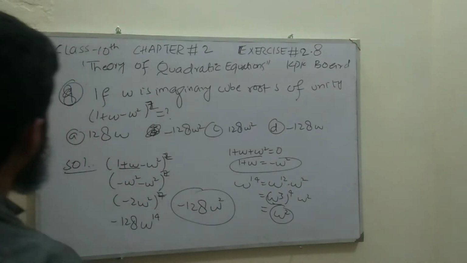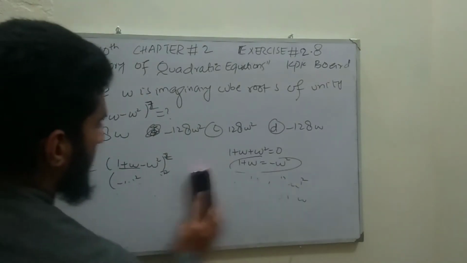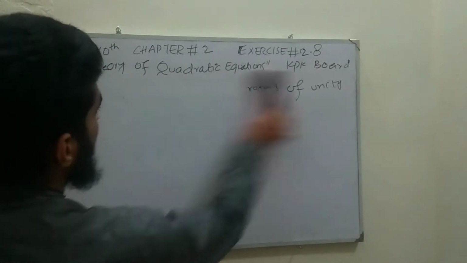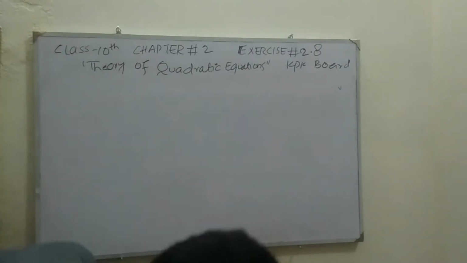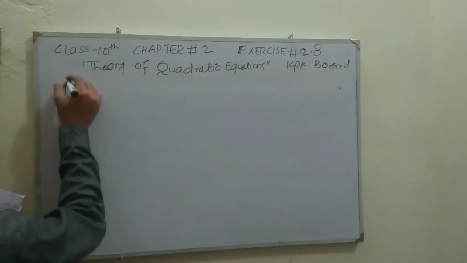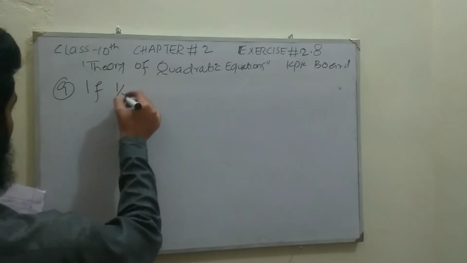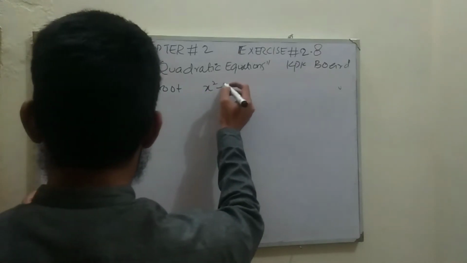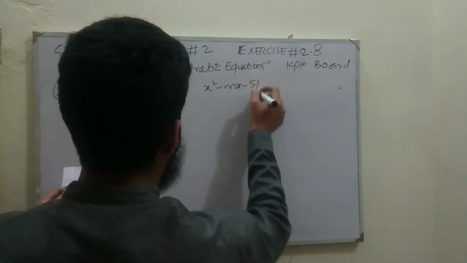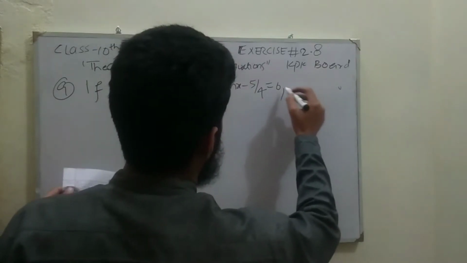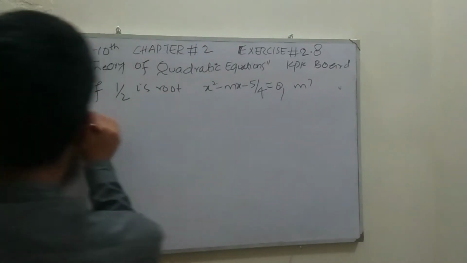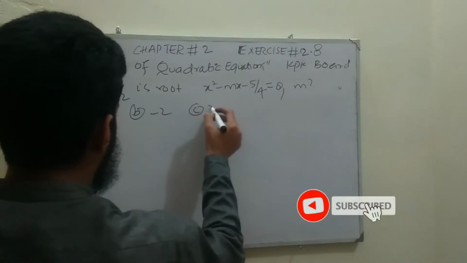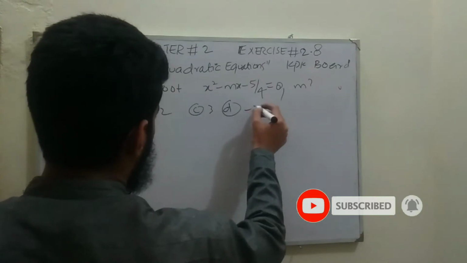Move to question number 9. Question number 9 says that if 1 over 2 is a root of the given quadratic equation x square minus mx minus 5 divided by 4 is equal to 0, then what will be the value of m? Option A is 2, option B is minus 2, option C is 3, and the last option is minus 3.